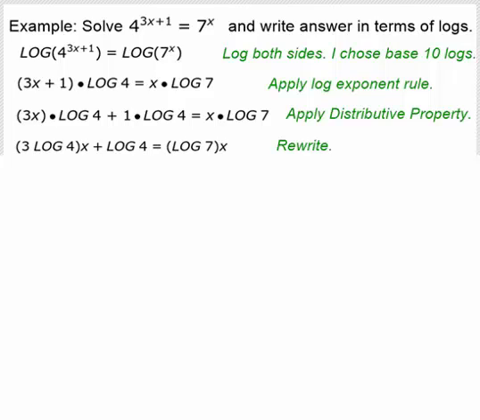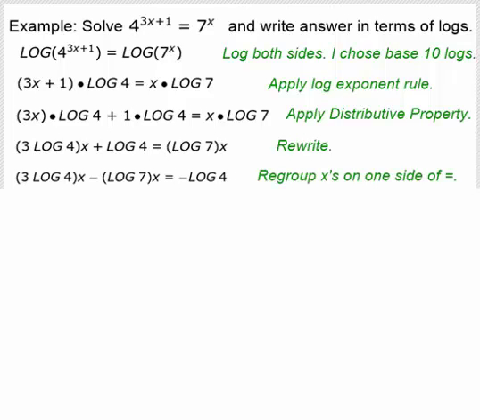Now we want to get all the x terms on one side and the non-x terms on the other side of equals. And we do that by subtracting log of 7 times x on both sides and subtracting log of 4 on both sides. This gives us 3 times log of 4 times x minus log of 7 times x equals negative log of 4. Now we can factor the x out on the left side, and we get x times the quantity 3 log of 4 minus log of 7 equals negative log of 4. We're almost done. All we have to do is divide both sides by that quantity.